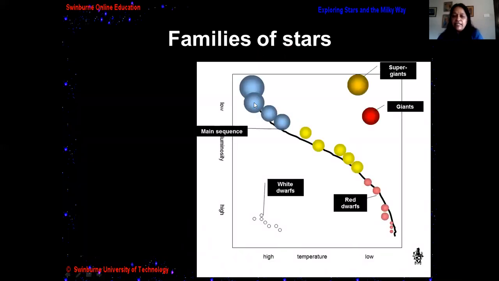These are our main sequence stars. These are the more massive main sequence stars. These are the low mass main sequence stars. Here we have our supergiants. Here we have the giants. Here we have our white dwarfs. And that's how the families of stars are placed.